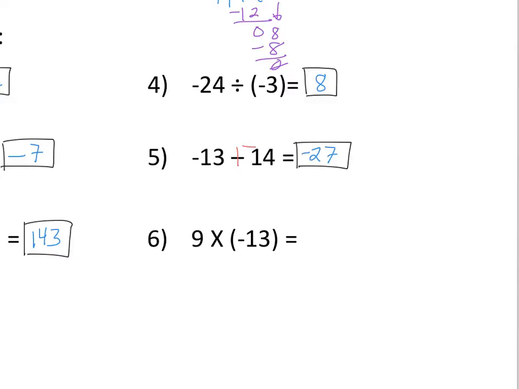For number 6, we're back to multiplying, so that means we're counting negatives. We only have one negative. So our overall value is going to be negative. And you just multiply 9 times 13. So if you have to, do that long-handed. 13 times 9. 9 times 3 is 27, carry the 2. 9 times 1 is 9, plus the 2 makes that 11. So 9 times 13 is 117. So our overall answer is negative 117.